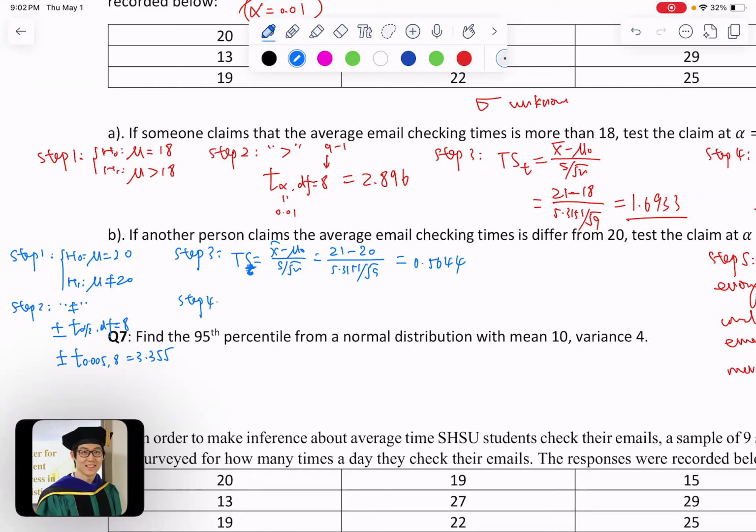Step 4, decision, right? Reject H naught if our test statistic, 0.5644, is greater than 3.355. It's plus or minus for the critical value, but we only take the positive value because the test statistic is positive, so we just compare that side. It is not greater than, so fail to reject.